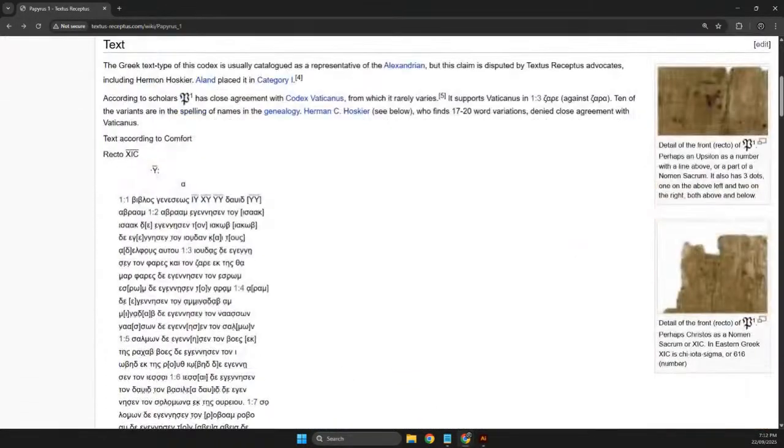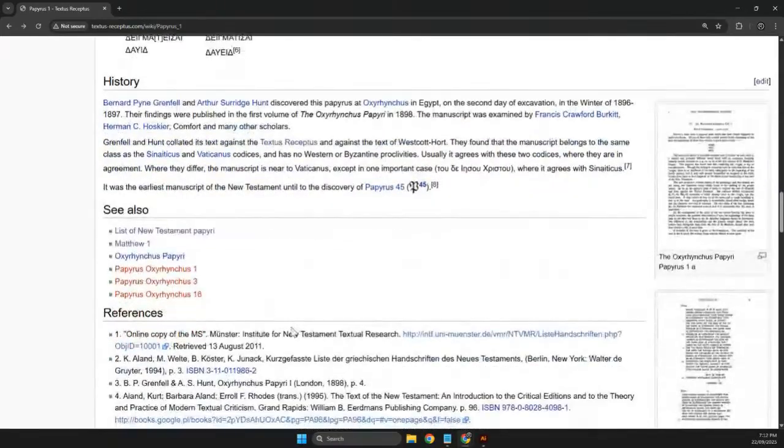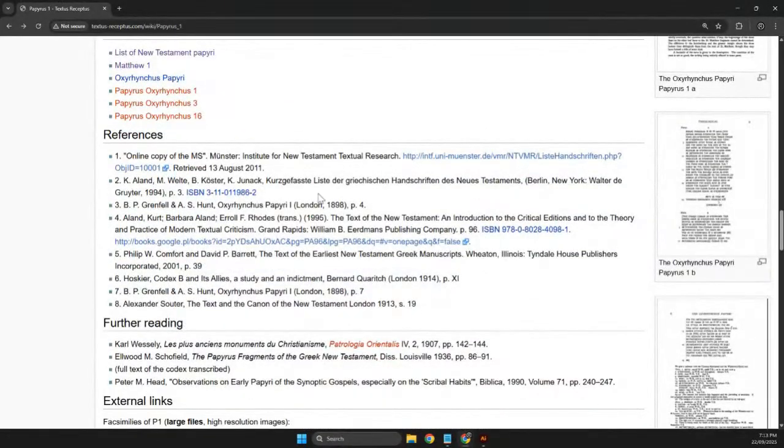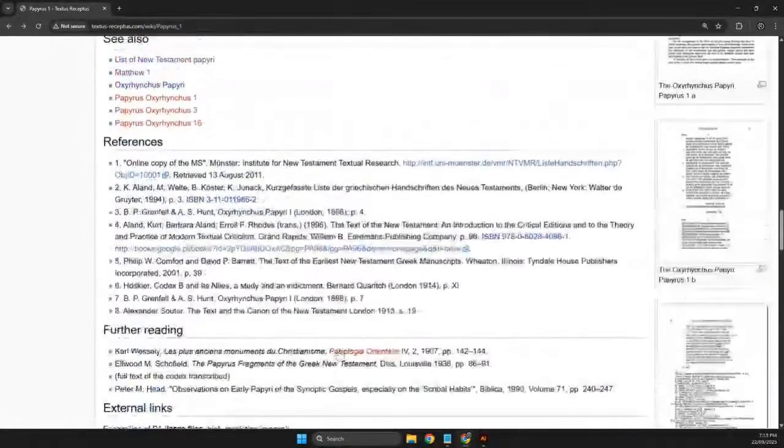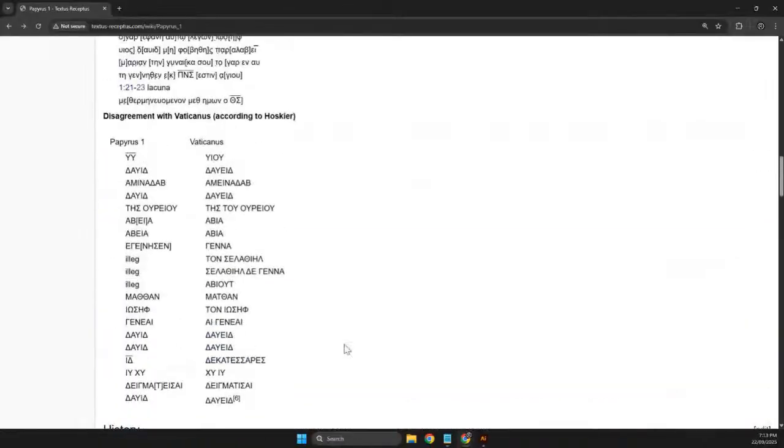I mean, even in these footnotes here, I should really go through these, but it's Kurt Aland, he's talked about it. Kurt Aland, Barbara Aland, Philip Comfort, so that's in 2001. Hoskier, Codex B and its allies. I'm not sure how much he talks about that, but that would be a good book to check out. Alexander Souter, so it's in 1913, so he probably talks about it there. Some interesting things for further reading. So yeah, that would be very, very interesting to go through.